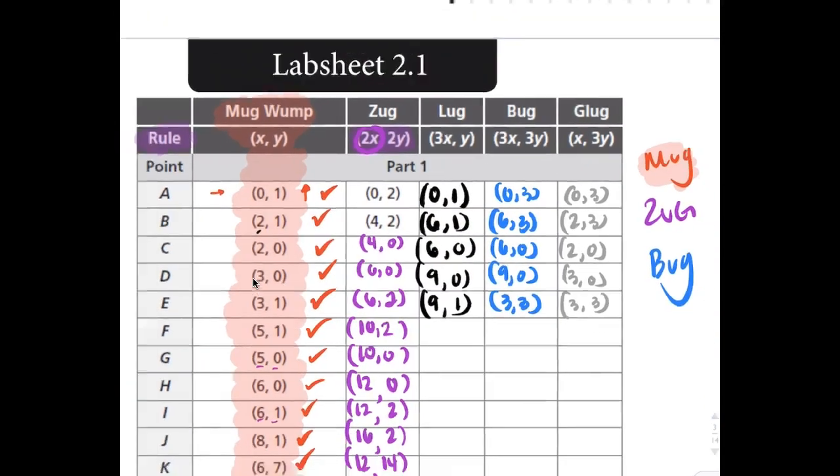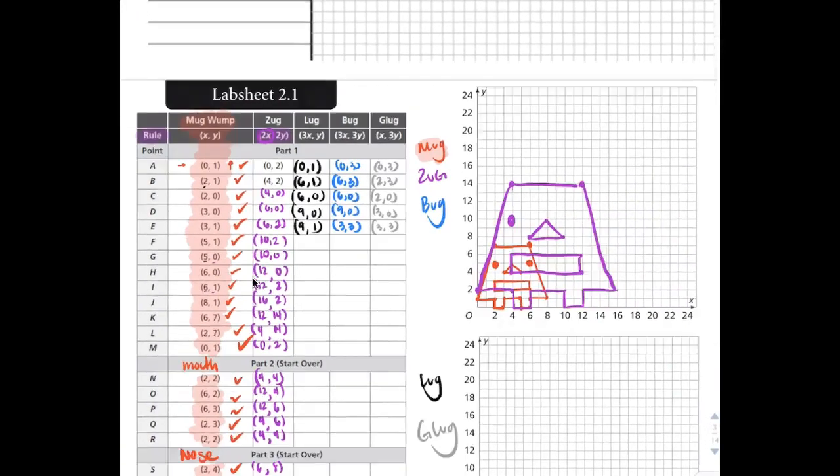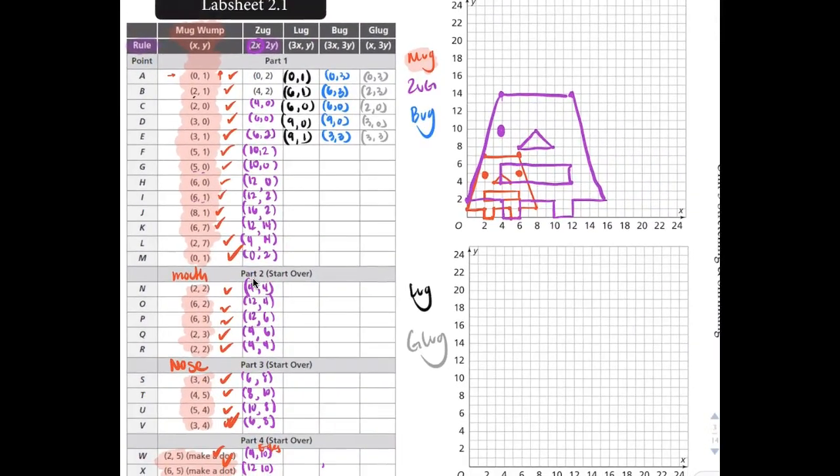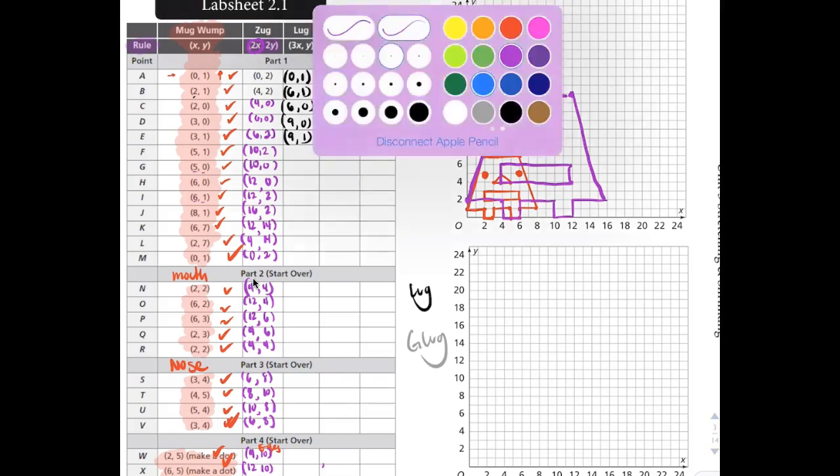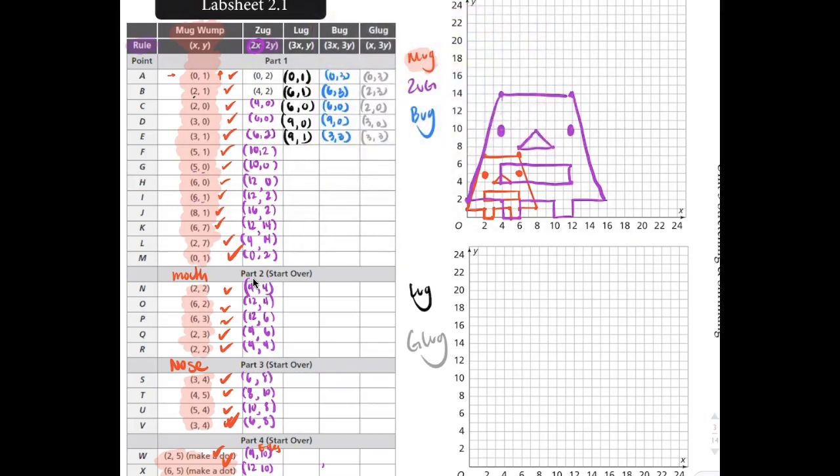Okay, should take you about 15 to 20 minutes, not much longer than that. If you're working diligently, 15 minutes is plenty of time. Okay, go ahead and get graphing. Take about 15 to 20 minutes. Pause the video if you need to. Work time.